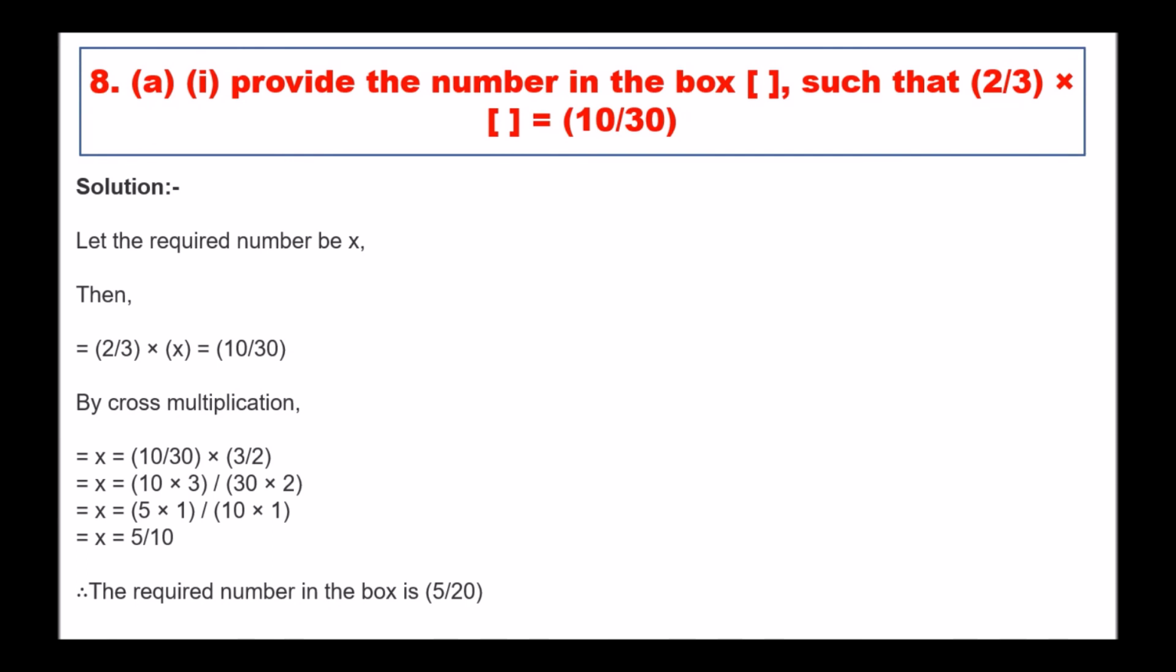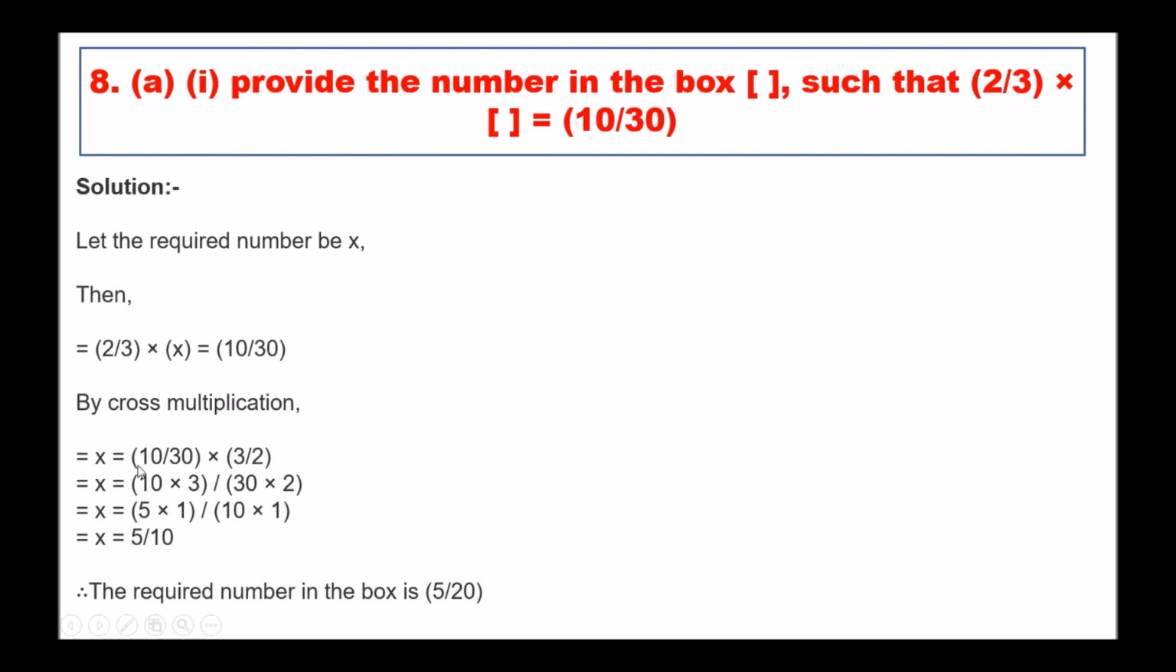Next question. Eighth one. Provide the number in the box such that 2 upon 3 into dash equals 10 upon 30. So let the number be x. So 2 upon 3 into x equals 10 upon 30. We will cross multiply. So x equals 10 upon 30 into 3 upon 2. When we bring this here with 10 upon 30, it will reverse the numbers. So it will become 3 upon 2.